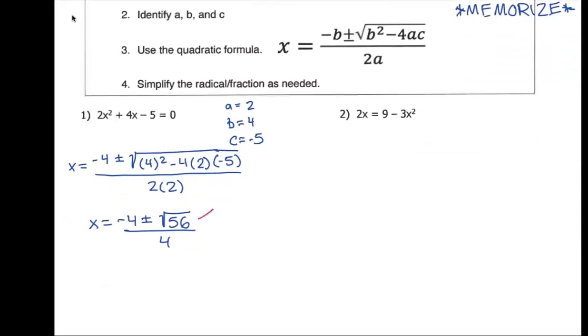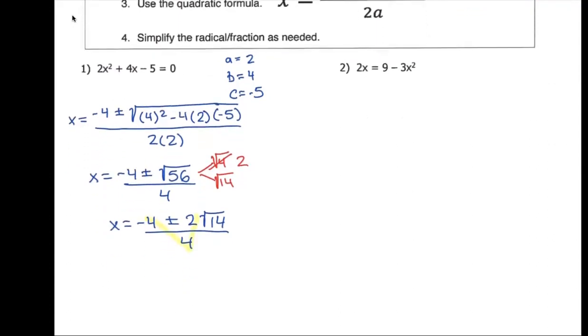56 can be simplified. 56 is divisible by 4 times 14. And we know the square root of 4 is really 2. So we can simplify that radical to 2 root 14, all divided by 4. When I say all divided, that means both parts are being divided by 4. So that means I need to divide the coefficients by 4.